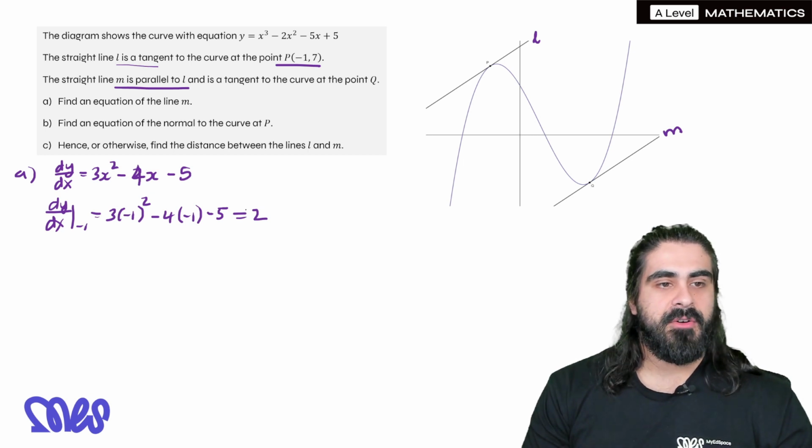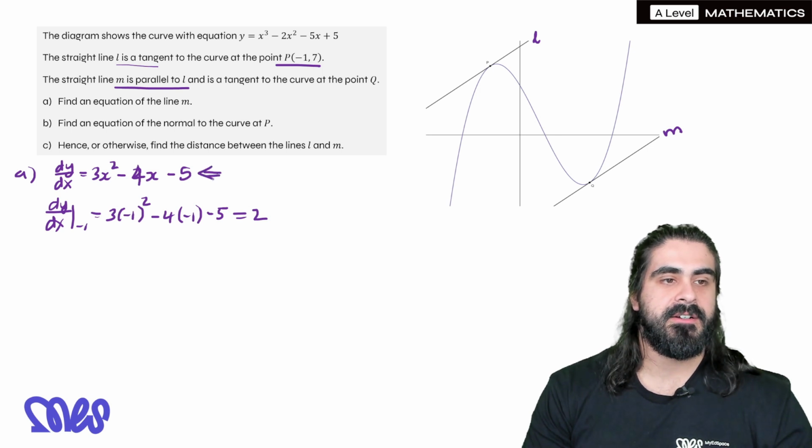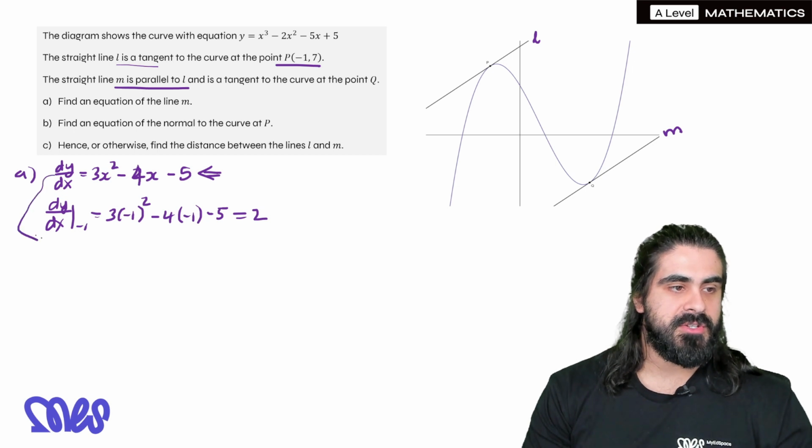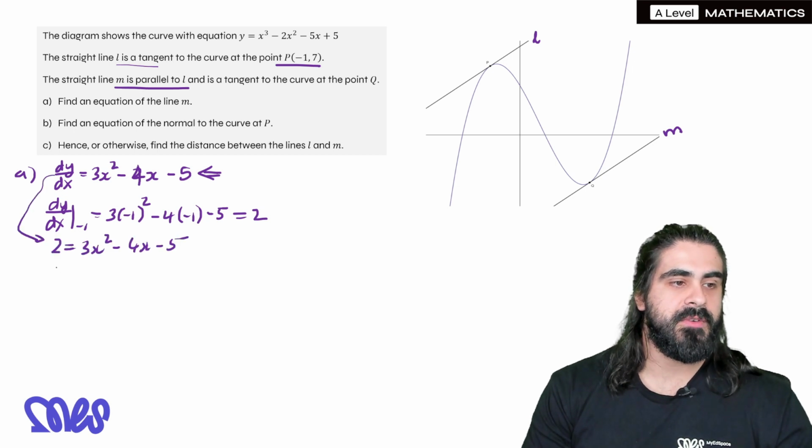So we need to somehow use this gradient of 2 to find out what Q is. Well, all we do is we know that dy by dx is 2. We're going to sub it back in here and find out what the other x coordinate is. So subbing in 2 here, move the 2 over.